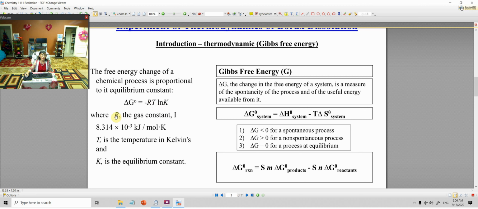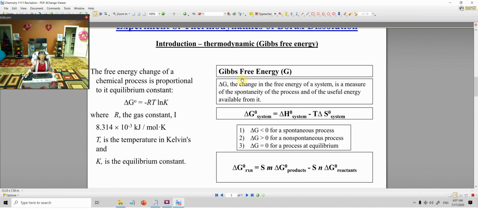This R is your ideal gas constant, which is 8.314 joules per mole per Kelvin, or 8.314 times 10 to the power negative 3 kilojoules per mole per Kelvin. This T is called absolute temperature in Kelvin. This K represents your Ksp, which is the equilibrium constant, which is a solubility product constant. Don't forget this negative sign. You have negative RT ln K. Your Gibbs free energy is G.